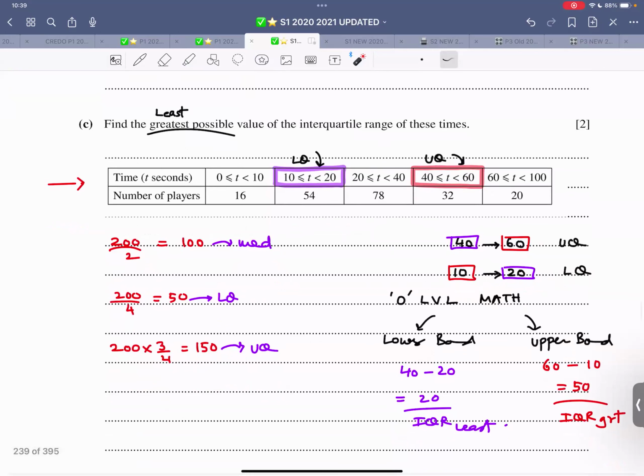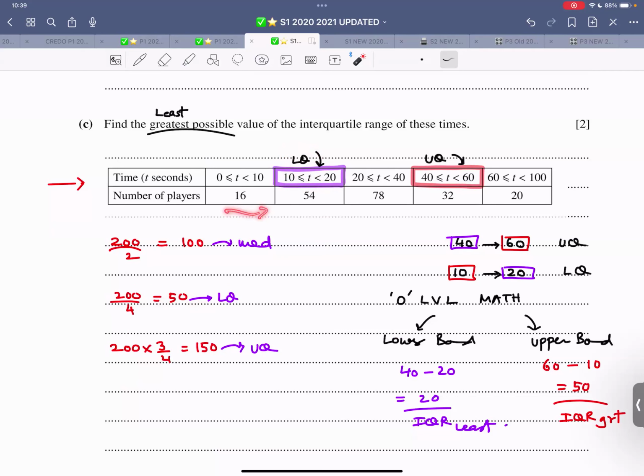Now the lower quartile: 16 plus 54, that is 70. That means up till here, there are 16 people. Up till here, there are 70 people. So that means the 50th value would be somewhere over here in this class boundary. So the lower quartile lies over here.